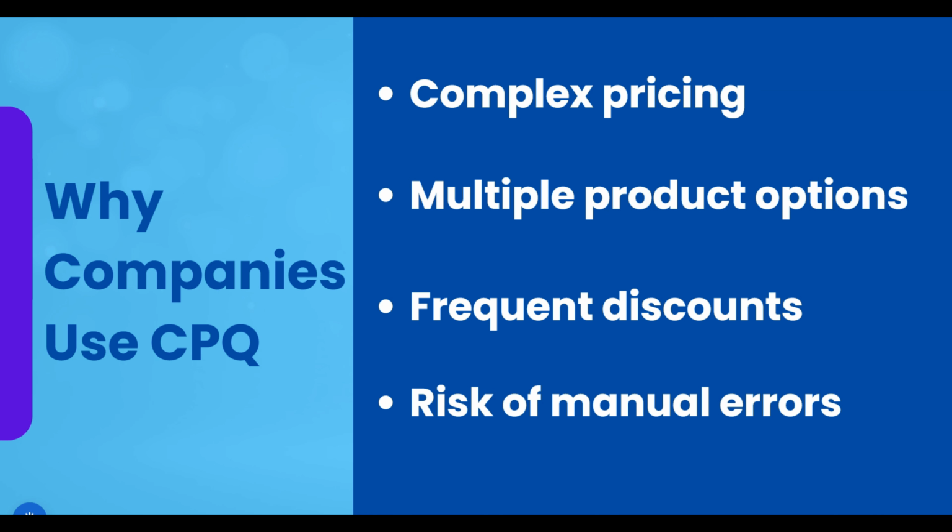And finally, there is always a risk of manual errors. If the sales team manages everything manually in spreadsheets or calculations, mistakes can happen, like wrong pricing, incorrect discount, or missing product details. These kinds of errors can directly impact customer trust and company revenue. So overall, companies use CPQ to automate this entire process.